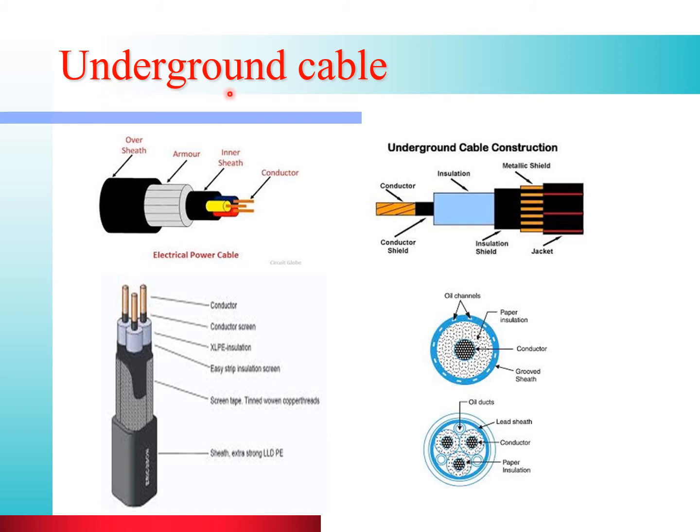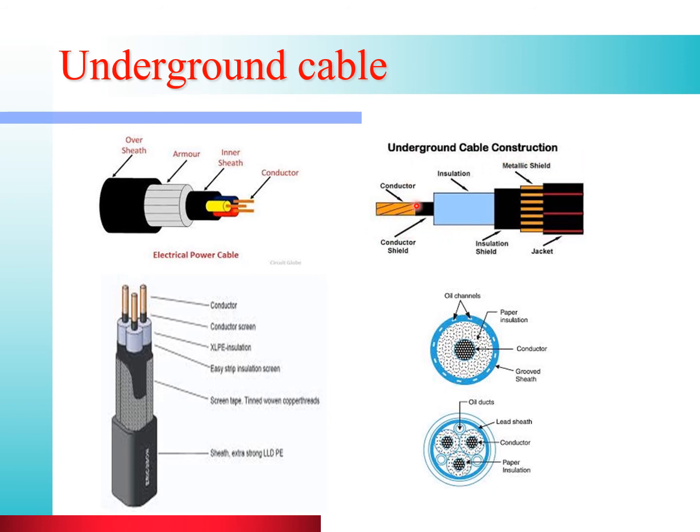Here we will see the underground cable. The cable construction is shown in this diagram. First, for mechanical protection, different layers are provided to protect the cable conductor. Generally, underground cables are used in busy areas, residential areas and commercial areas. So the chances of electrical shock in an underground cable are very less. We will see the structure of this underground cable construction.